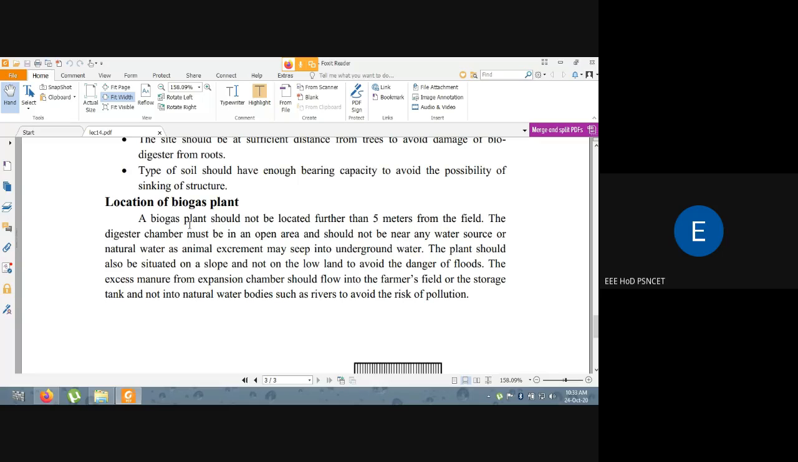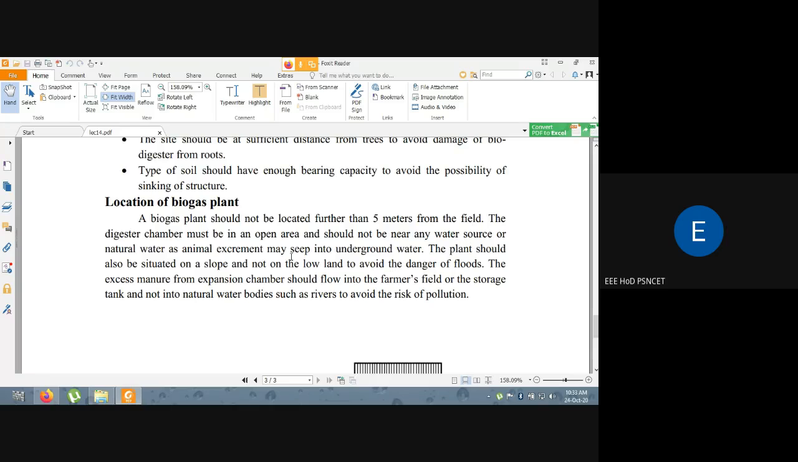A biogas plant should not be located 5 meters from the field. The digester must be in an open area and should not be near any water sources. If you have a pond or any river or any lake, this biogas plant should definitely be placed away from those water sources. Or else what will be the problem? The slurry can be mixed with this water, so that water will be polluted.